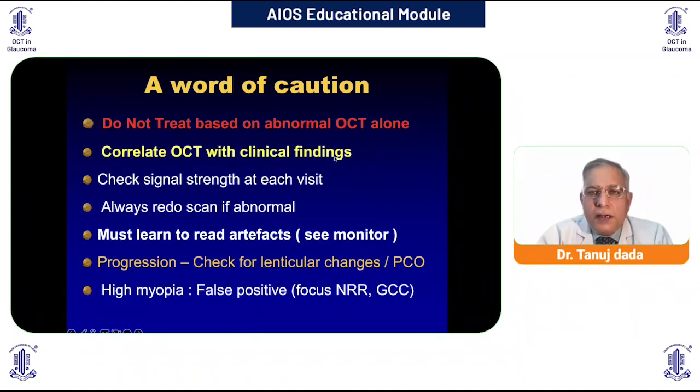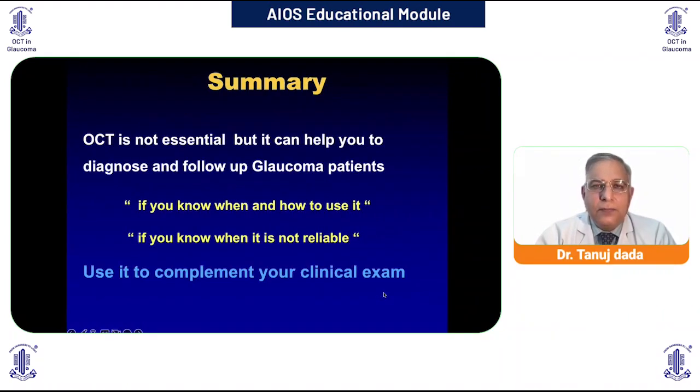When you follow up a patient, remember they can develop cataract over time, so always check signal strength. If you get an abnormal scan, always redo the scan and always check the alignment on the monitor. Don't just see the report of the OCT. You must learn to read the OCT artifacts. If you are in doubt, take the help of a retina consultant to see the ERM or vitreomacular traction. And remember, in high myopia, you can get a lot of false positives. Instead of the RNFL, focus on the neuroretinal rim, and if the macula is normal, on the ganglion cell complex.